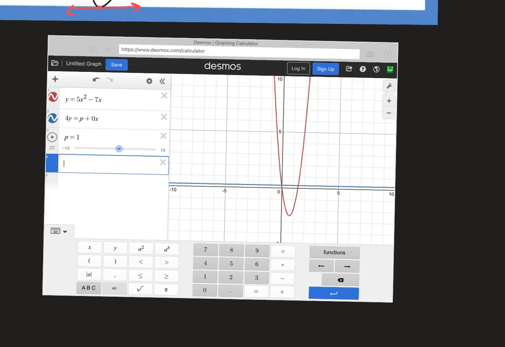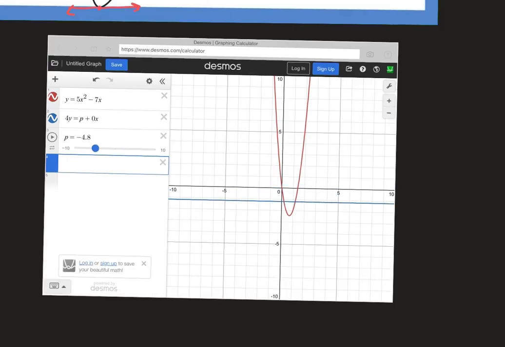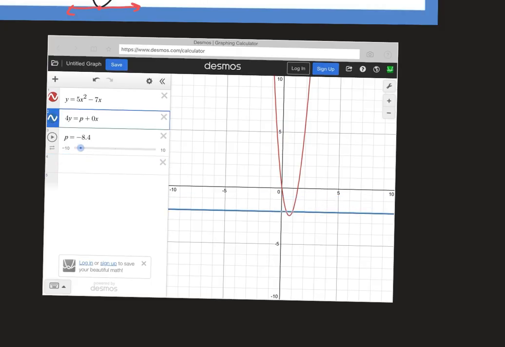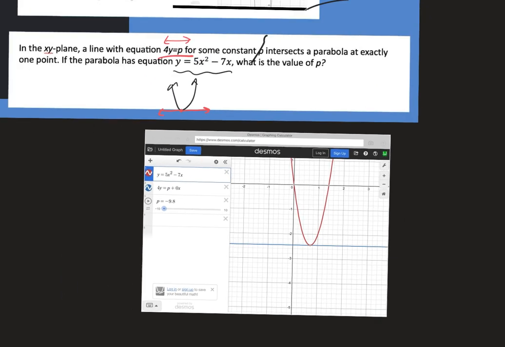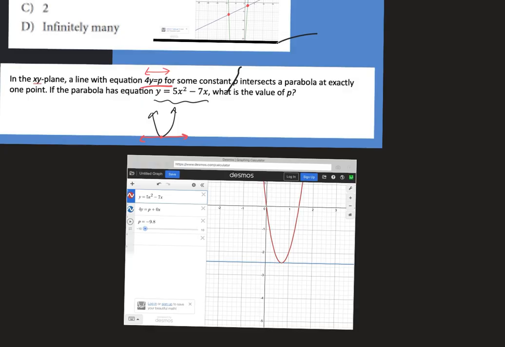The slider adjusts your values of p, and it will actually move the line, and you want to get it to where you have exactly 1 point. So I'm going to zoom in, tap on the graph, and you'll actually see the little points line up. I'm going to move my slider until there is only 1 point in common, which happens here. And that p-value is negative 9.8. So this kind of question was actually an open-ended question in which my only correct answer would be negative 9.8.